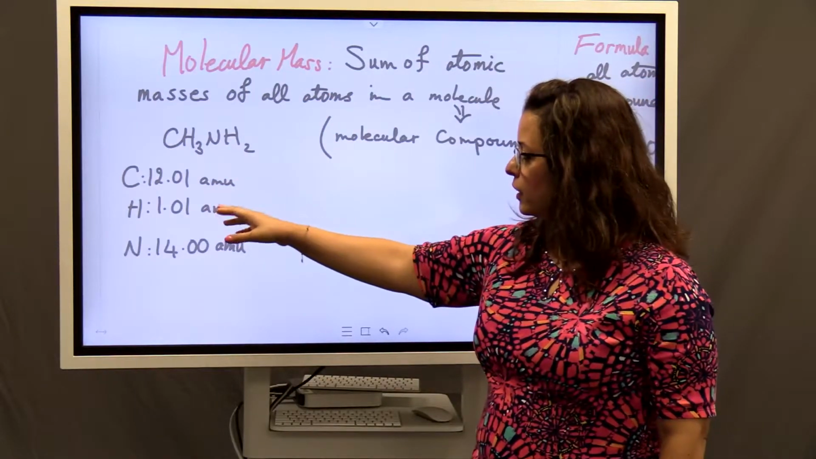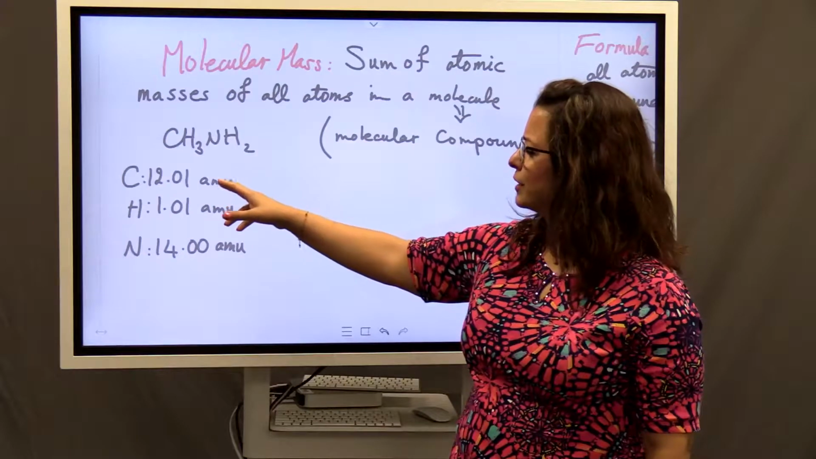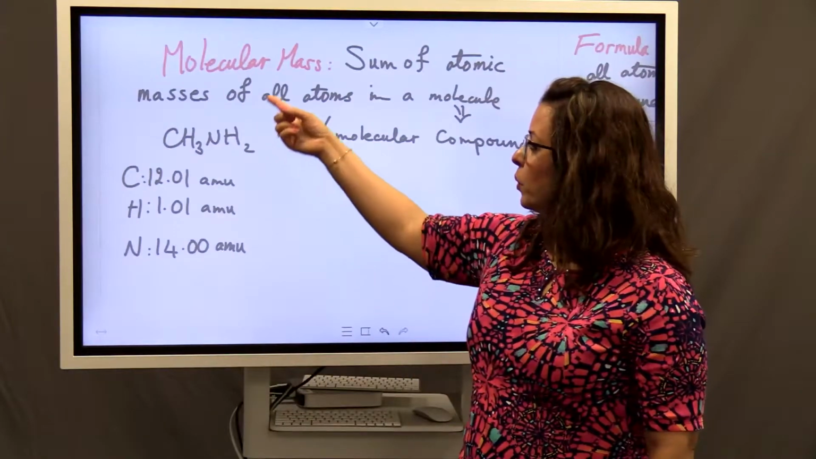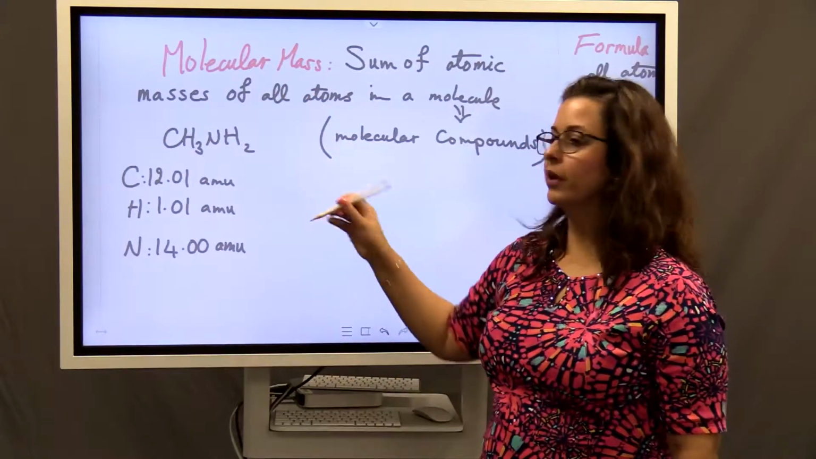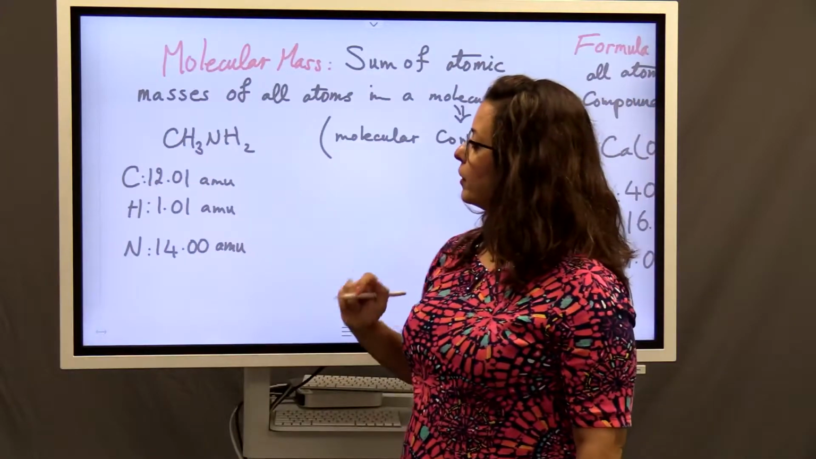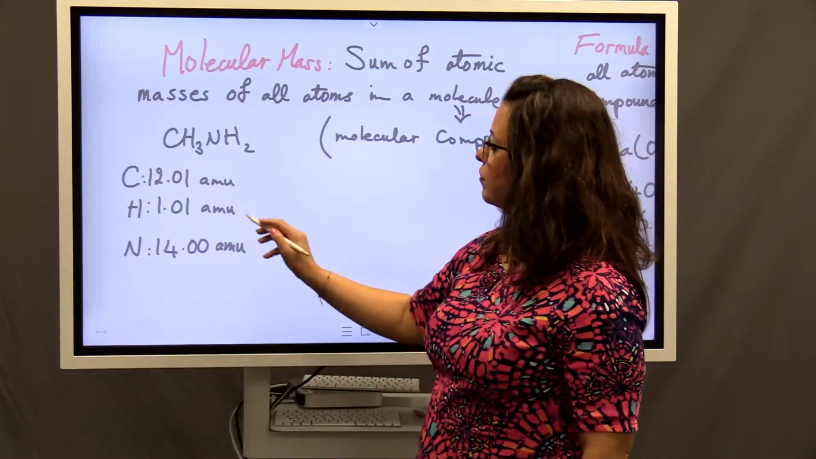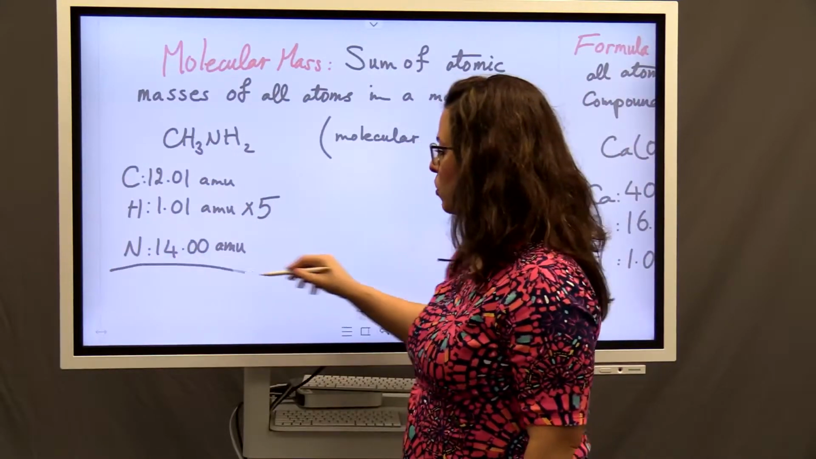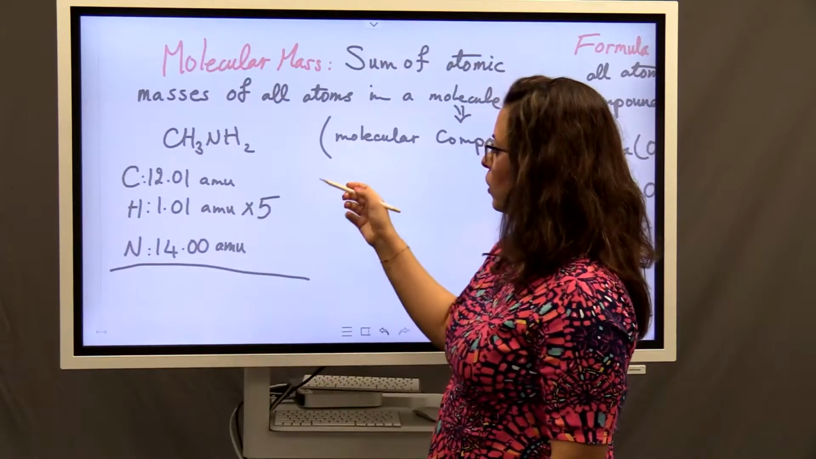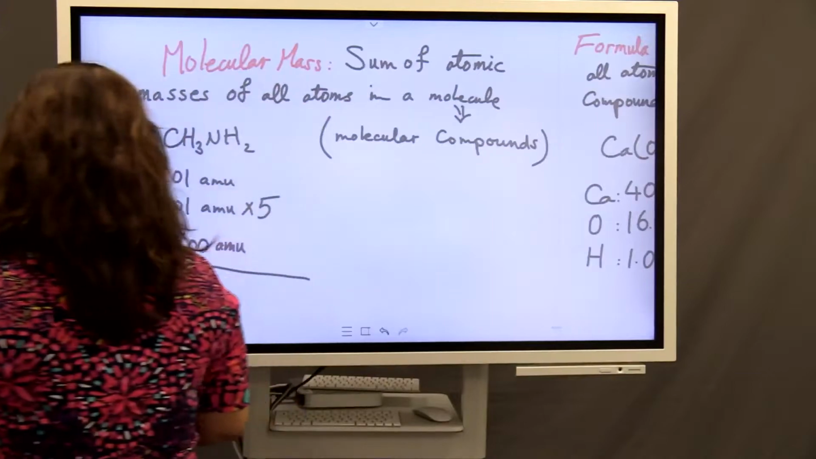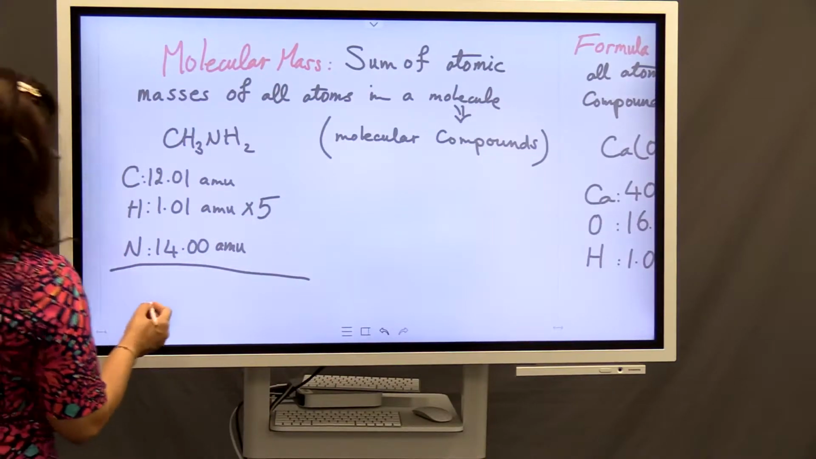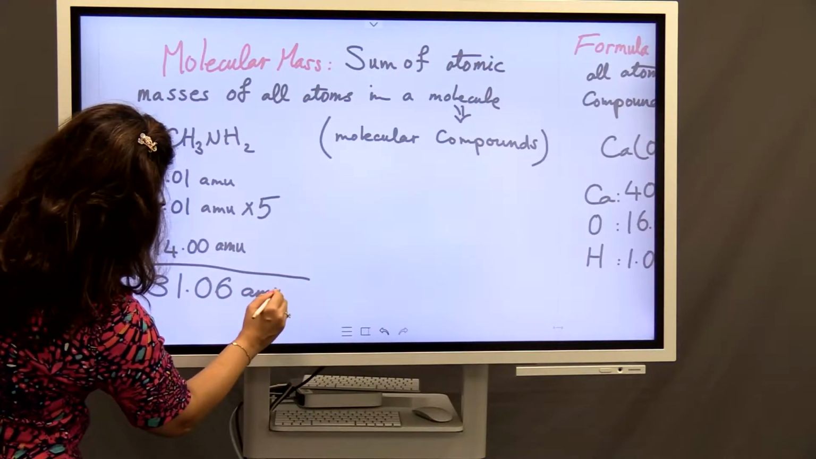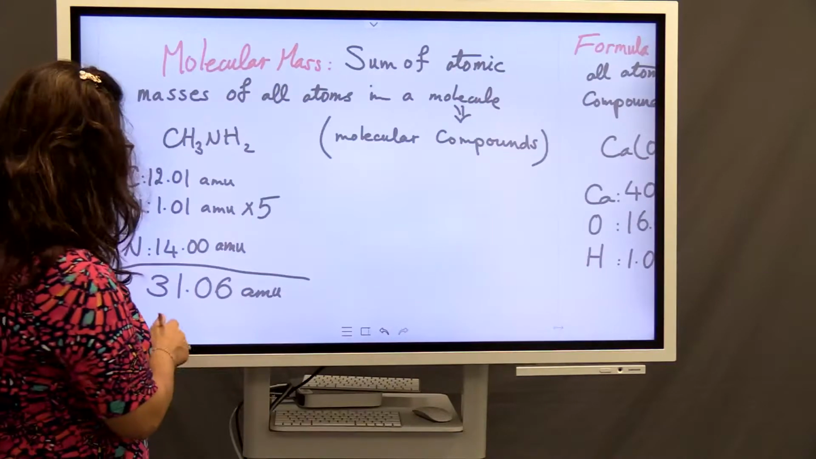So these are the atomic masses of carbon, hydrogen, and nitrogen. Let's say we want to calculate the molecular mass of CH3 and H2. Let's do it. We have 1 carbon plus 3 plus 2, 5 hydrogens, and 1 nitrogen. If you add them together, the molecular mass of CH3 and H2 is going to be 31.06 and be calculated in atomic mass unit, AMU.